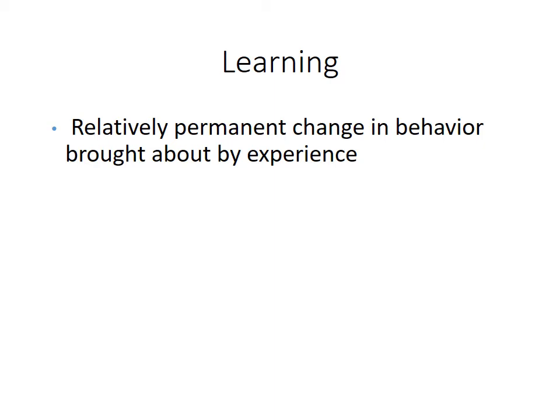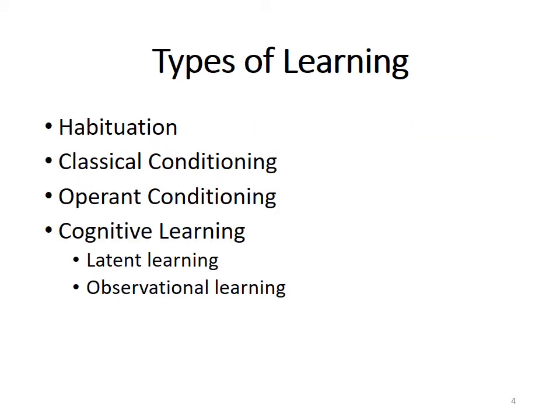Let's start off by giving ourselves a simple definition of what learning is. Learning is a relatively permanent change in behavior brought about by experience. That is the definition that we're going to go with for this PowerPoint. We're going to take a look at a few different types of learning: habituation, classical conditioning, operant conditioning, cognitive learning, including latent learning and observational learning.